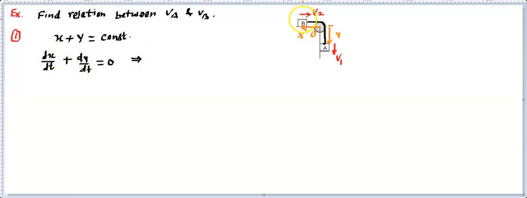If you go ahead, then you'll find what is dx by dt. dx by dt is the rate at which the position of B is changing. So let me write over here, x is decreasing as the time goes, because V2 is in the opposite direction, so we write it as a minus V2. And what about dy by dt? dy by dt is basically the rate at which the position of A is changing.